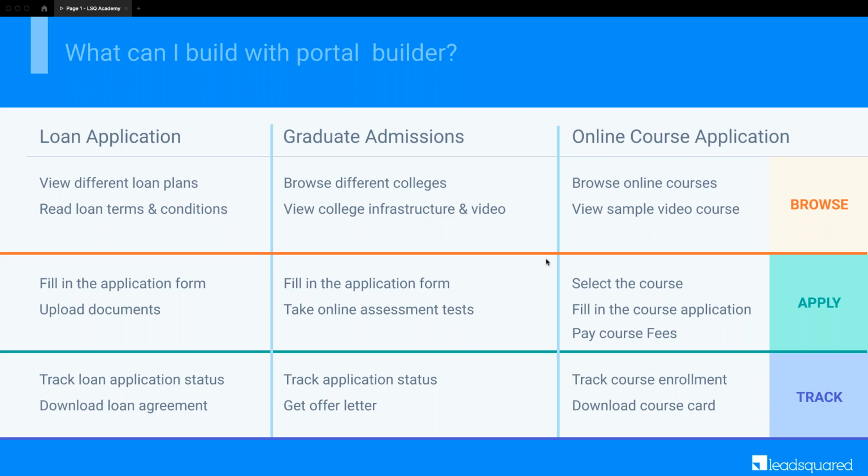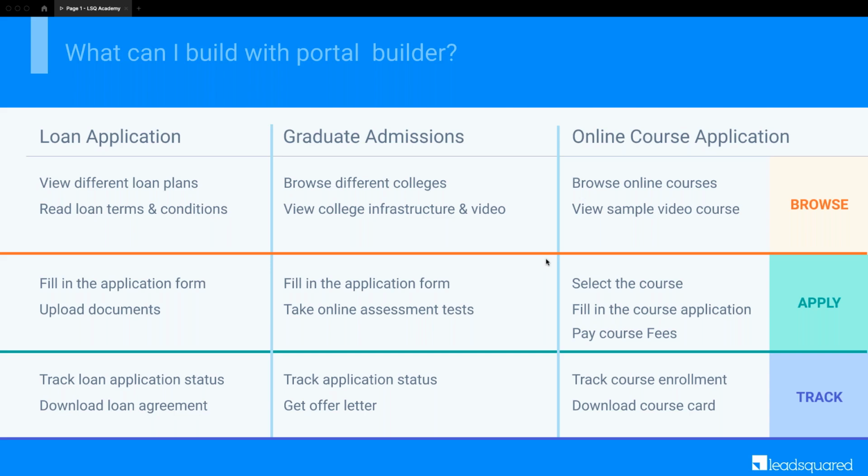And after that, you can decide yourself, and we'll have a poll where you can brainstorm and see what kind of business flows you can automate with the portal builder. So say, for example, loan application. Let's take a case of loan application.